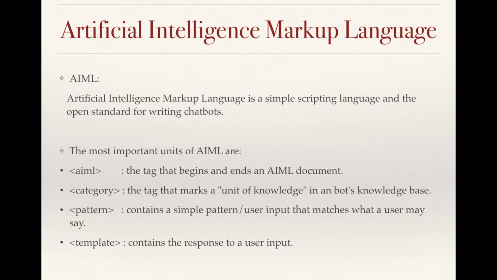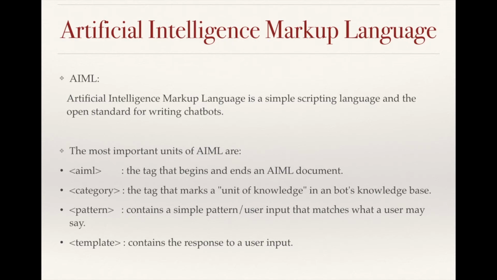So the basic unit of AIML is the AIML tag. An AIML document begins and ends with the AIML tag, which is most important. Then there is the category tag. The category tag is a unit of knowledge. Inside the category tag it has the pattern and the template. So it acts as a unit of knowledge in our AIML document.